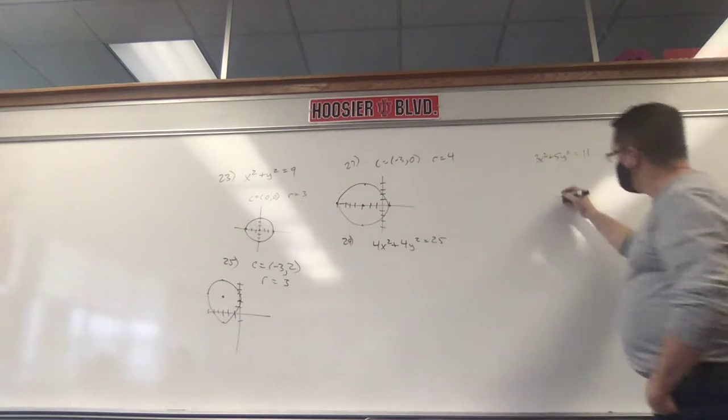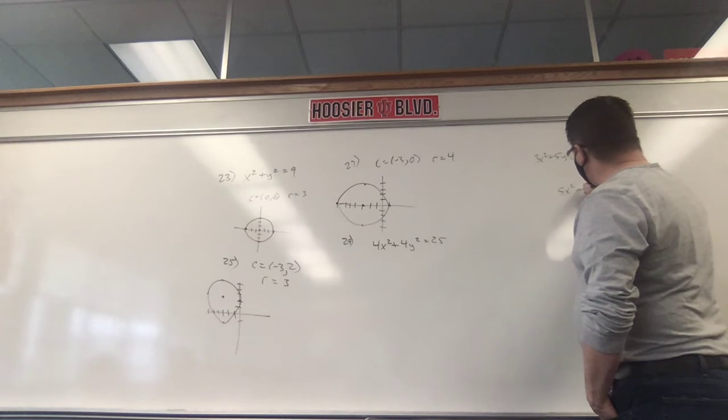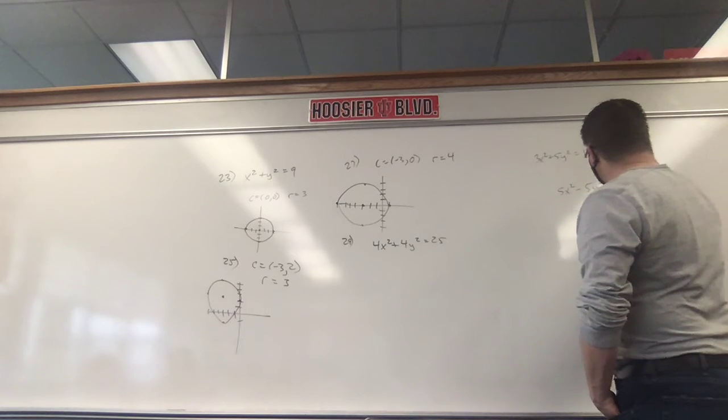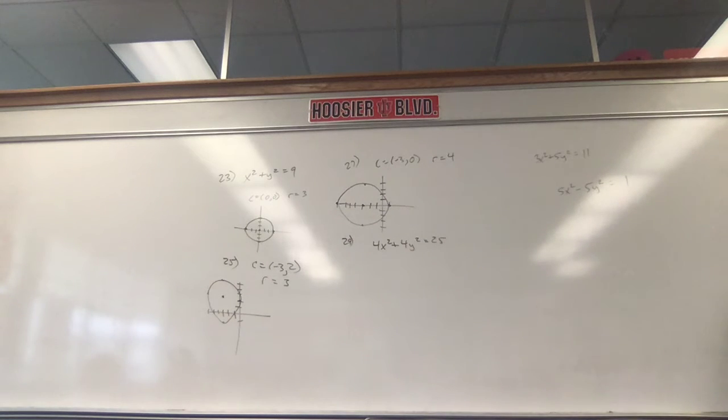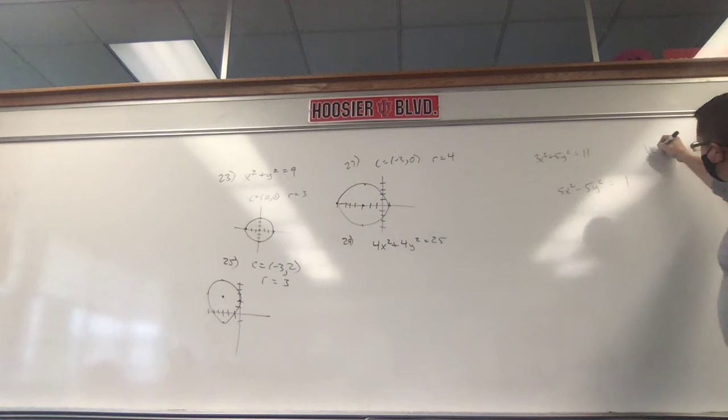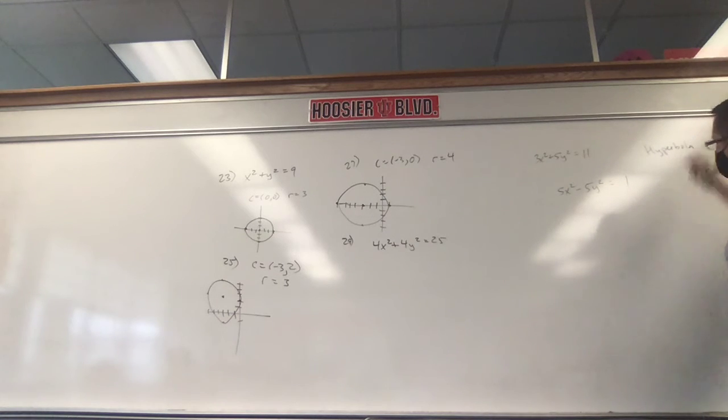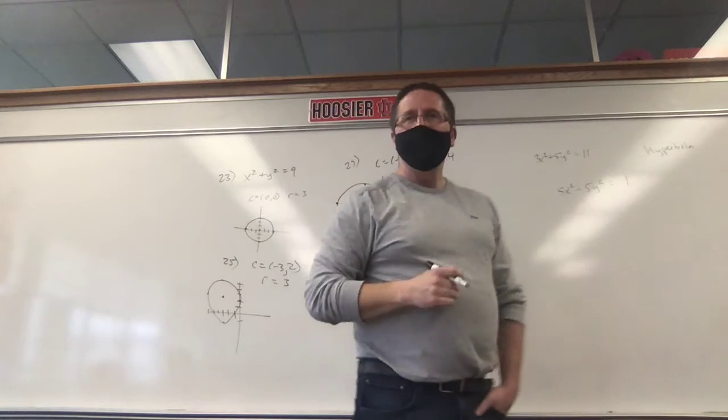Now, one more thing. If I gave you 5x squared minus 5y squared equals 1, is that a circle? Are my coefficients the same? No, they're not. Here it's 5, here it's negative 5. Is that an ellipse? No. Do you know what it is? It's a word you've never probably even heard before. It's a hyperbola. A hyperbola is like a double parabola. We're going to talk about that, not today.